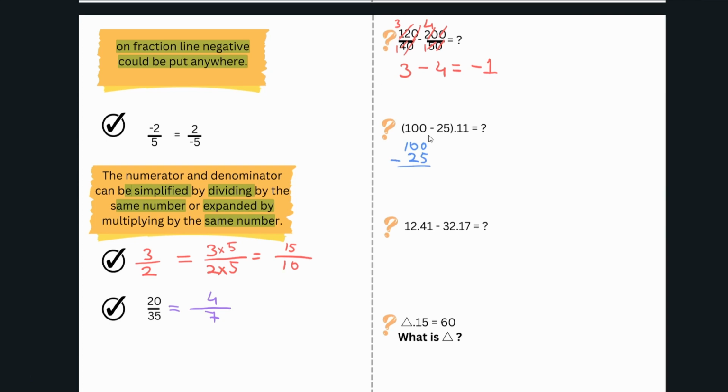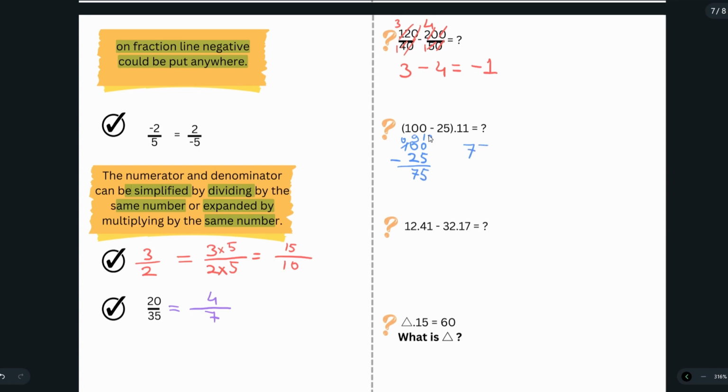25. 0 minus 5, you can't do that, so we're just gonna go to the next one. This will become 0, this will become 10, but we're gonna give 1 to the right, so 9 and then 10. 10 minus 5 is 5. 9 minus 2 is 7. The answer is 75, but we're not done yet.